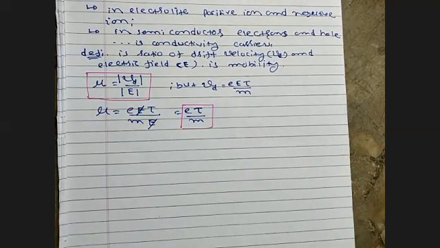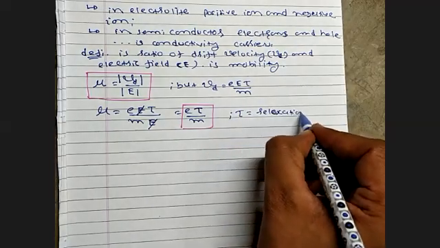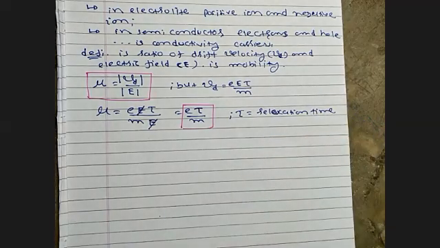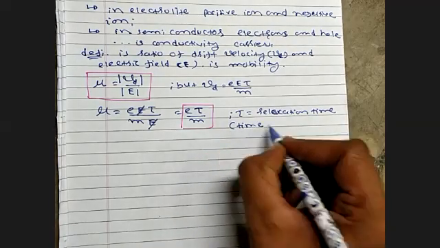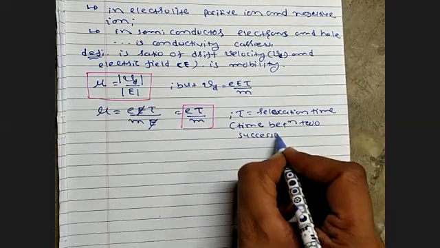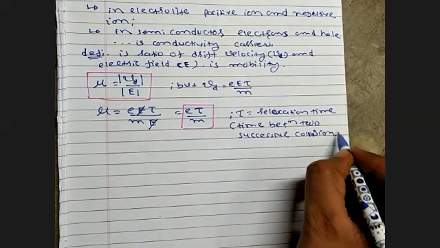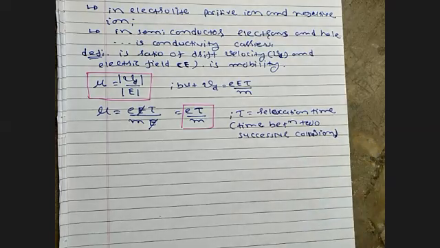Second view of mobility is equal to E tau upon M, and tau is nothing but relaxation time. Tau is the time between two successive collisions. The time between two successive collisions is named as relaxation time.